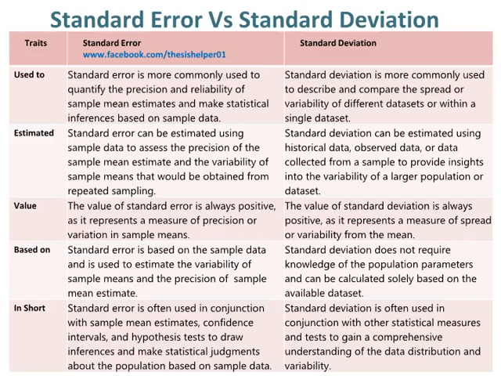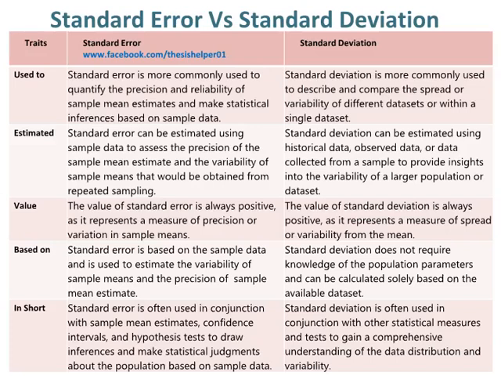The value of standard error is always positive, as it represents a measure of precision or variation in sample means. Whereas, the value of standard deviation is always positive, as it represents a measure of spread or variability from the mean. Standard error is based on the sample data and is used to estimate the variability of sample means and the precision of the sample mean estimate.